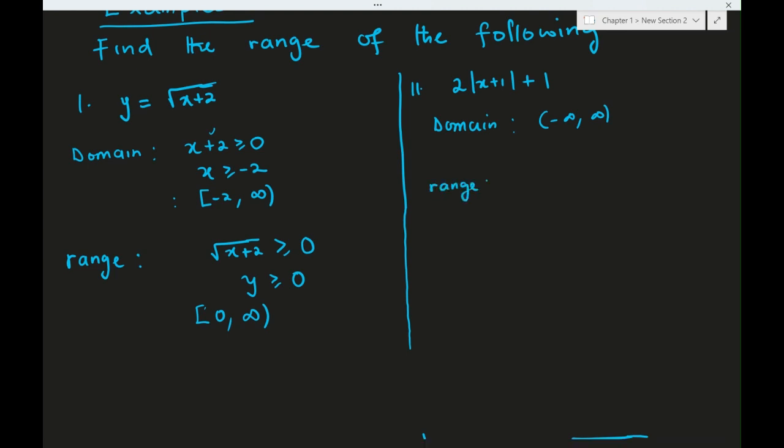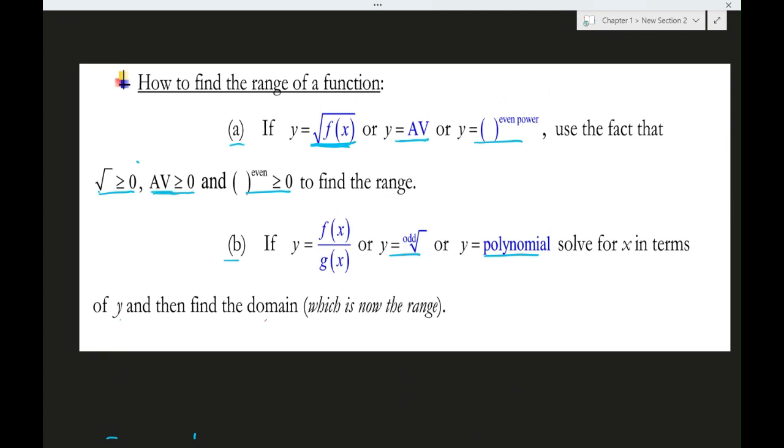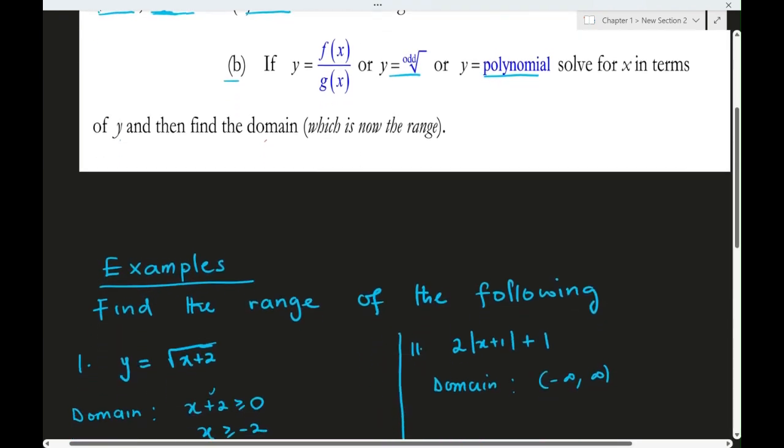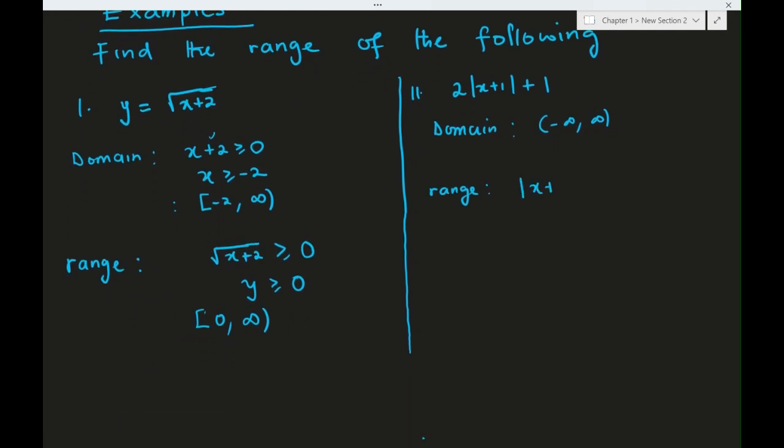But for the range, since it's an absolute value, we are still in this category. Use the fact that the absolute value is also non-negative. So this means that the absolute value of x plus 1 is always non-negative. This is true. So here it should be y, that's the function. We will try to use this to create what we have.